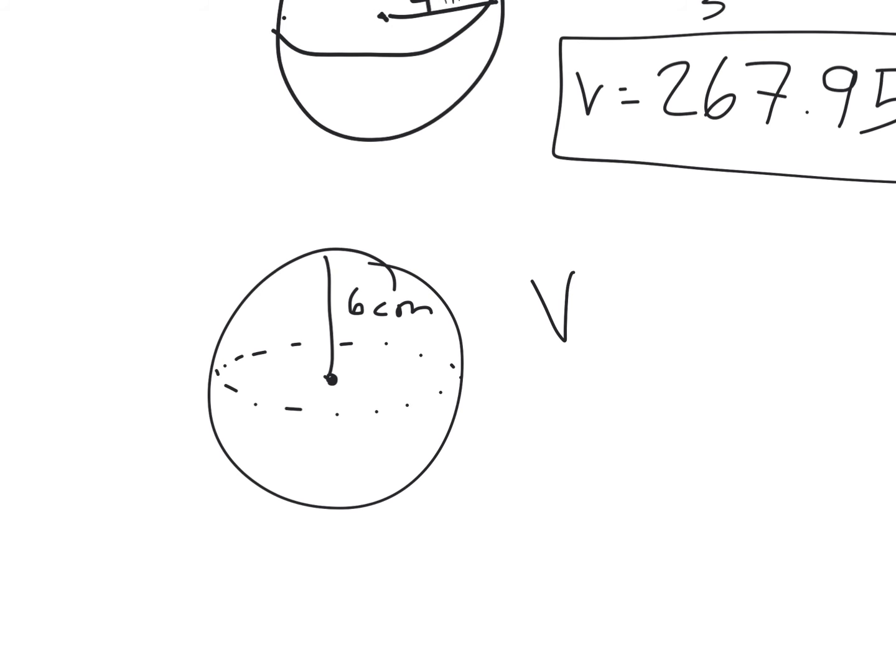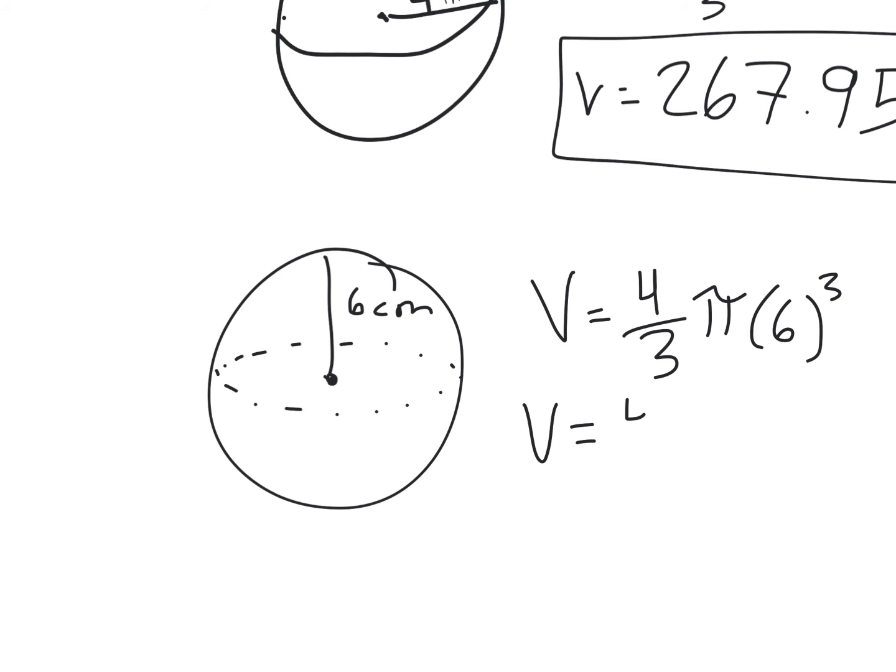Well, I know that volume is equal to 4/3 times pi times the radius 6 cubed. So now I'm going to start out by doing 6 times 6 times 6, or 6 cubed, which gives me the volume is equal to 4/3 times pi, and then 6 cubed is 216, so times 216. And now I can just put this right into my calculator.